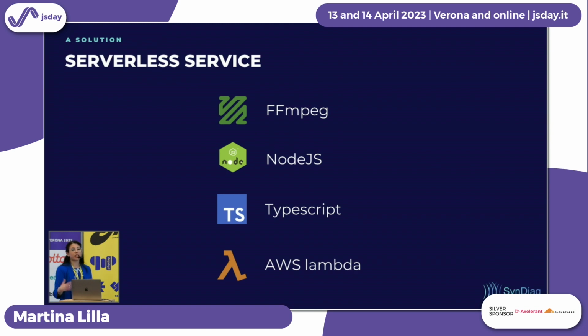So we at Syndiag decided to answer the challenge by exploiting ffmpeg, an open source software project to manage multimedia files. In particular, we created a service using Node.js, and the NPM package manager of Node.js provides us with a module called fluent-ffmpeg to use ffmpeg in our Node.js projects using Typescript. We deployed this service using AWS Lambda.